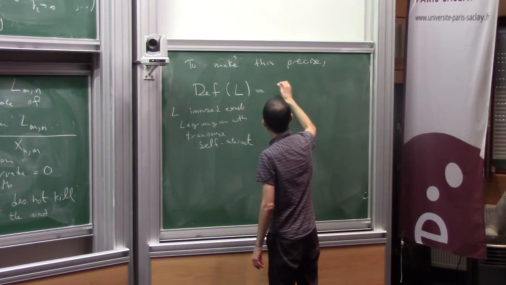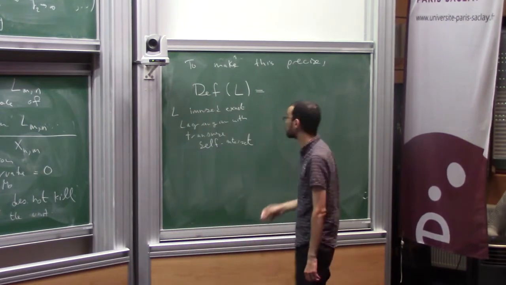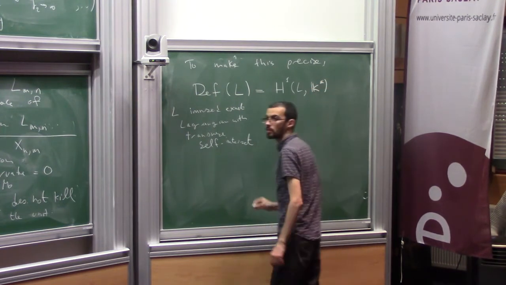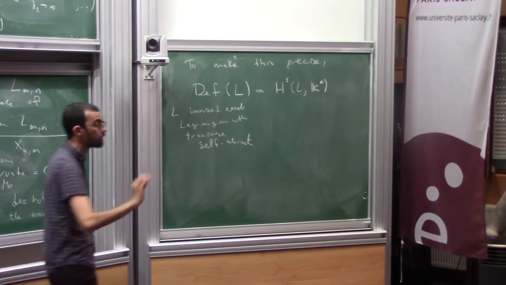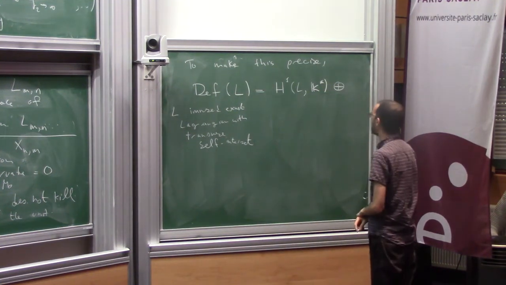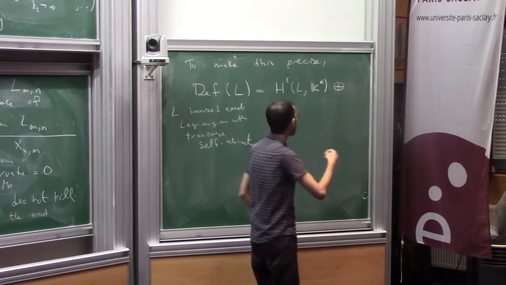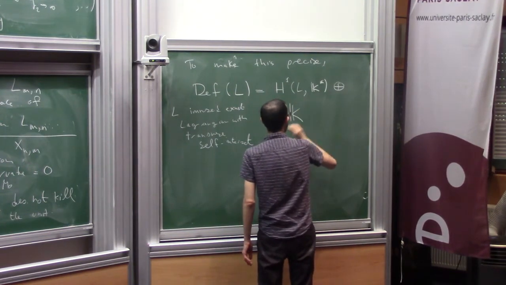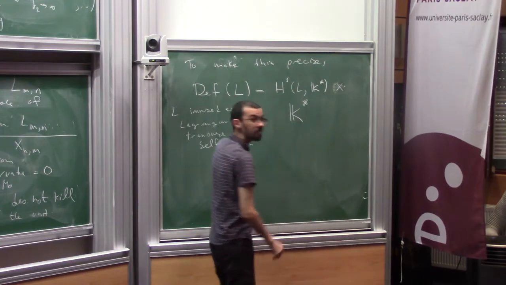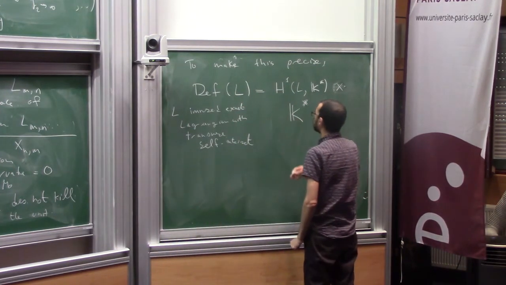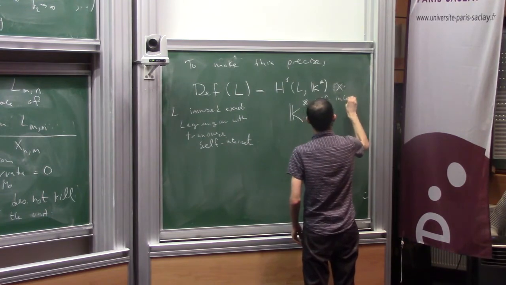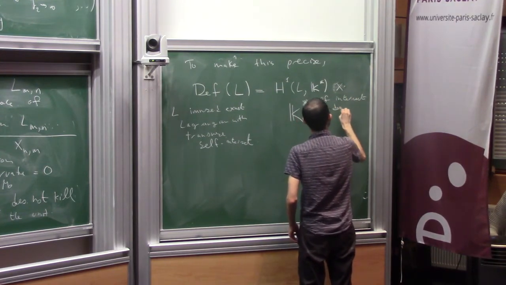To be the direct sum, unlike Maxime, I'm not going to be careful about cochains versus cohomology. I'm just going to take H1 of L with coefficients in K star, working over some field, basically a local system with K coefficients, direct sum. I'm going to be a topologist, so I'm just going to write k to a power, and the power is the number of self-intersections. I don't think this is a group, it's a space. So k to the number of self-intersections of degree one with positive action.